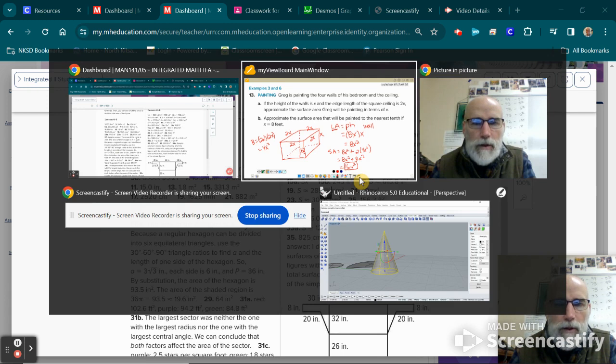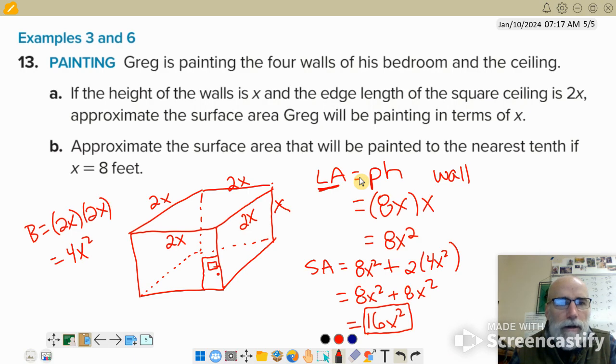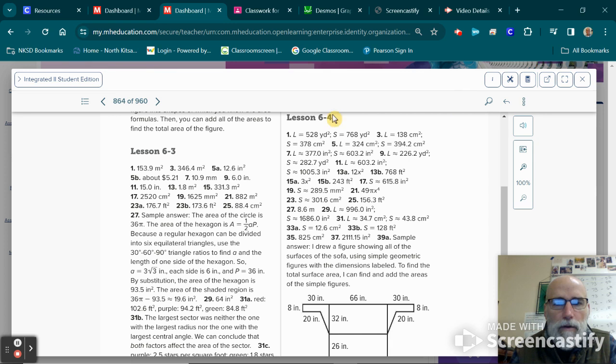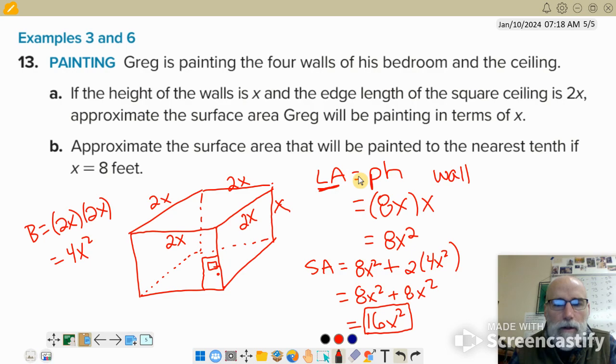Let's make sure we're doing the right one. They have 13a. They got 12x squared for their lateral area. I am surprised. It says that the edge length of the square ceiling is 2x. Let me go back over here. 6.4, 13a. Ooh, they got 12x squared. And I got 16x squared for surface area. So maybe I just made a mistake on my surface area that will be painted to the nearest tenth.